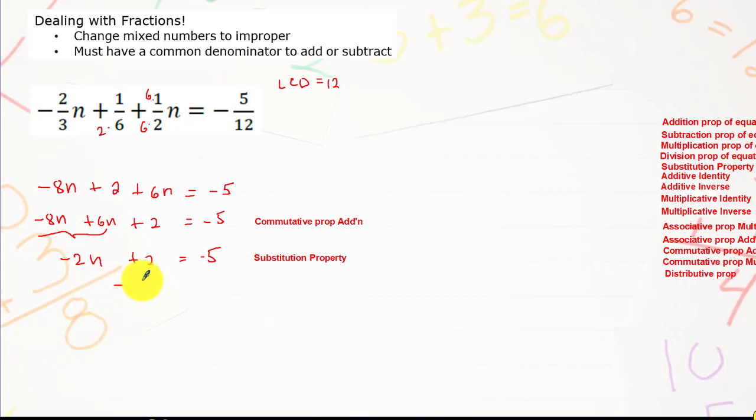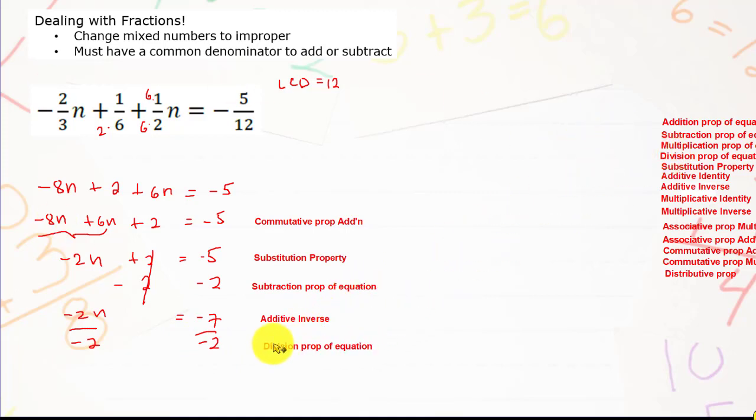Next, we are going to use our subtraction property. So subtracting 2 from both sides, we are going to get negative 2n equals negative 7. To get this step, we need to cancel this. And whenever we cancel, that's actually an inverse. In this case, it should be an additive inverse. And finally, divide both sides by negative 2. We divided both sides, so this should be division property of equation. And finally, negative 7 over negative 2 is just equal to 7 over 2.